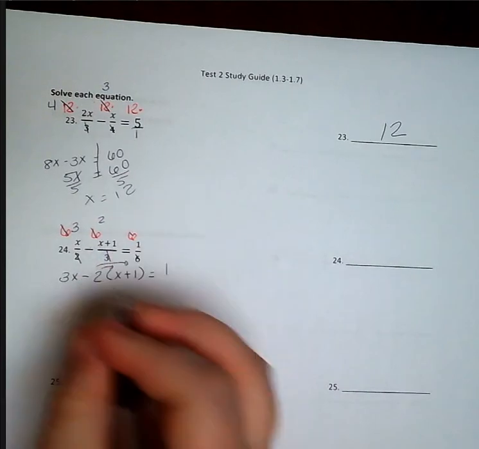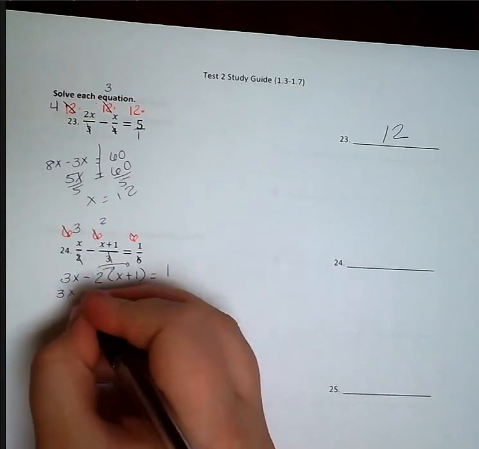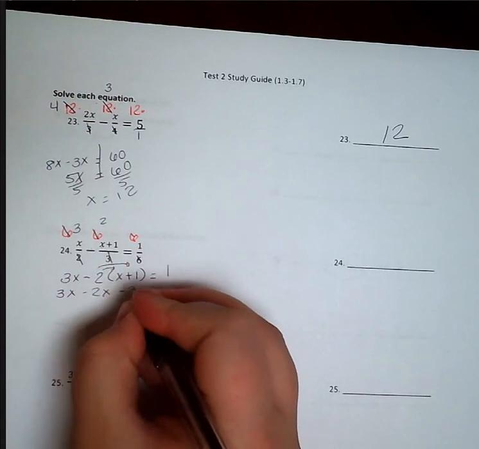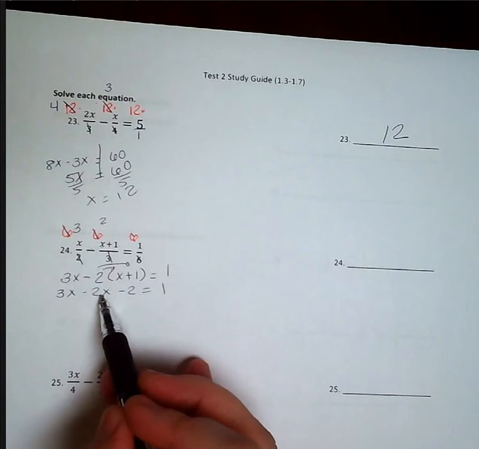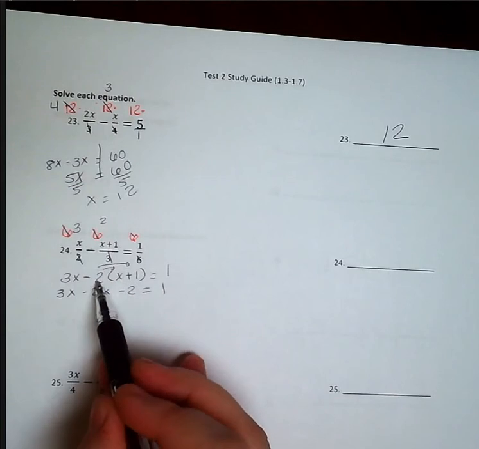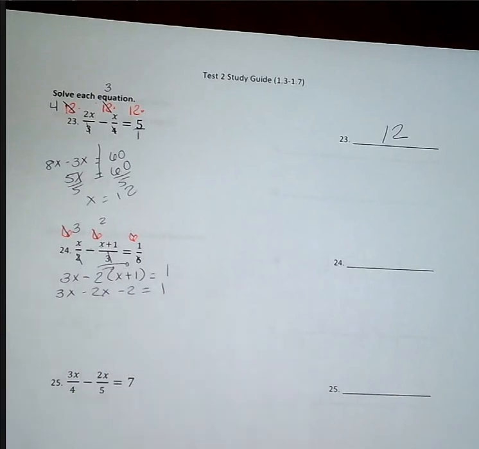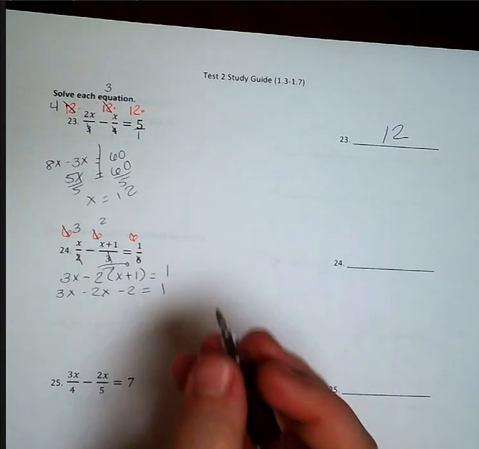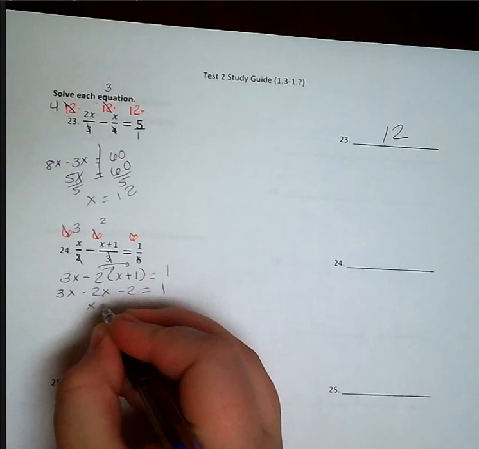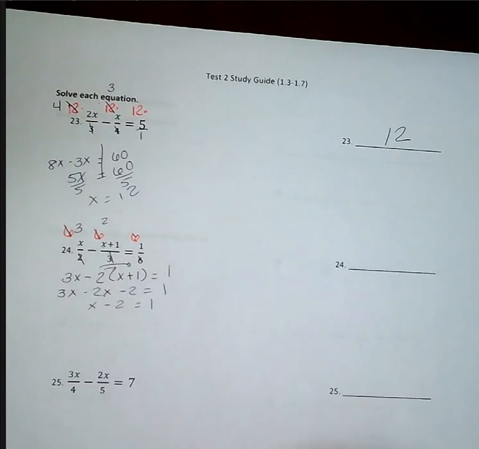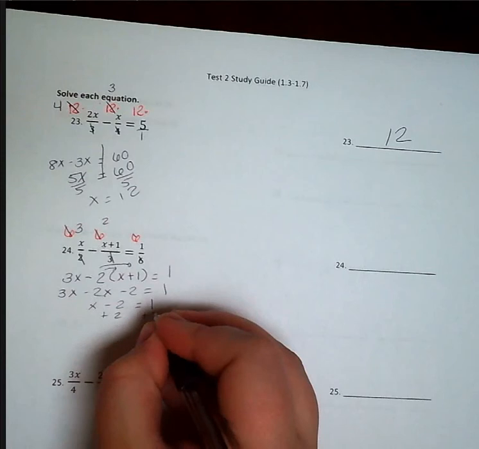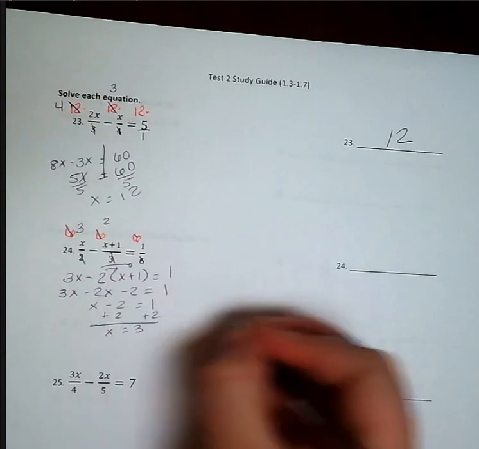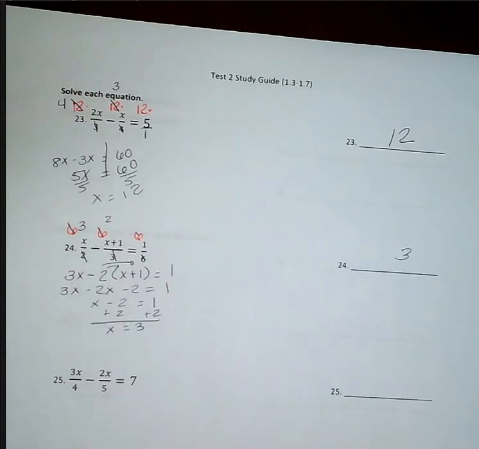So 3x minus 2x minus 2 equals 1. I got that because negative 2 times x is negative 2x. Negative 2 times 1 is negative 2. So now 3x minus 2x is x. And then we're going to move that 2 to get x equals 3. Okay?